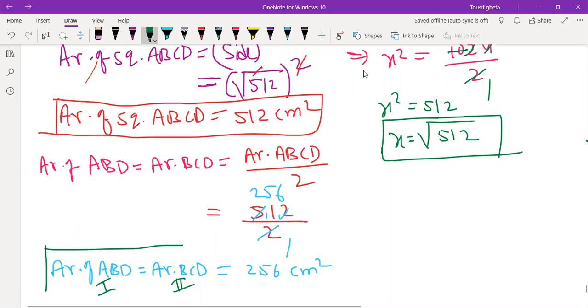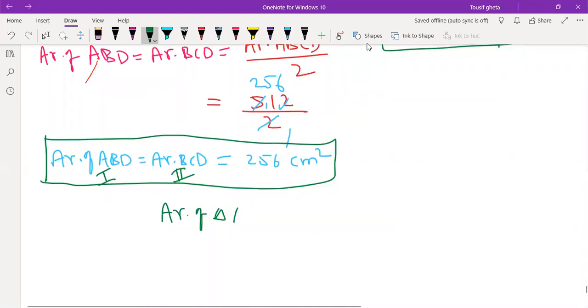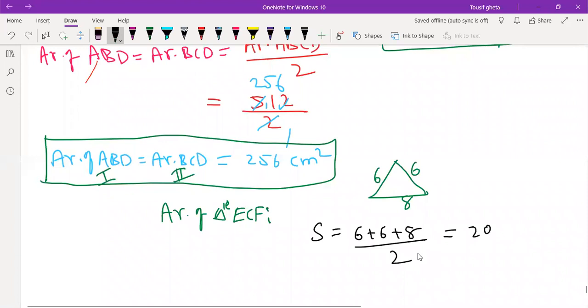Now we should find out third part. Understood everybody? Any doubt up to here? So now we will find out area of triangle ECF. So ECF, this is small triangle in which this is 6, this is 6, this is 8. So let us find out the S, semi-perimeter. Semi-perimeter is equal to 6 plus 6 plus 8 divided by 2. 20 divided by 2, we will get 10. S is equal to 10 centimeter.